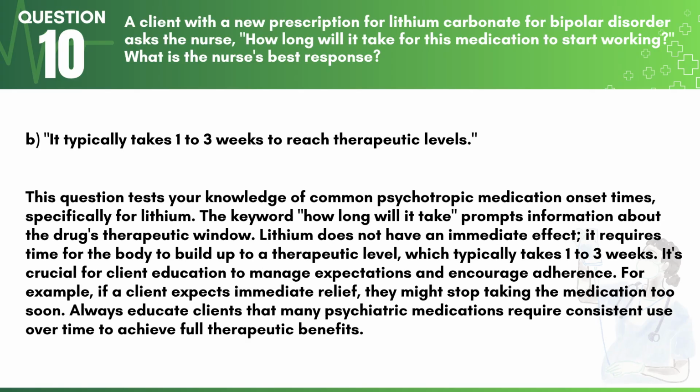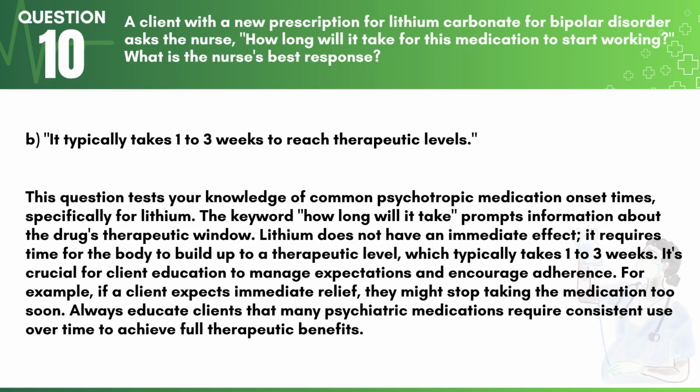Answer: B. It typically takes 1 to 3 weeks to reach therapeutic levels. This question tests your knowledge of common psychotropic medication onset times, specifically for lithium. The keyword, "How long will it take?" prompts information about the drug's therapeutic window.